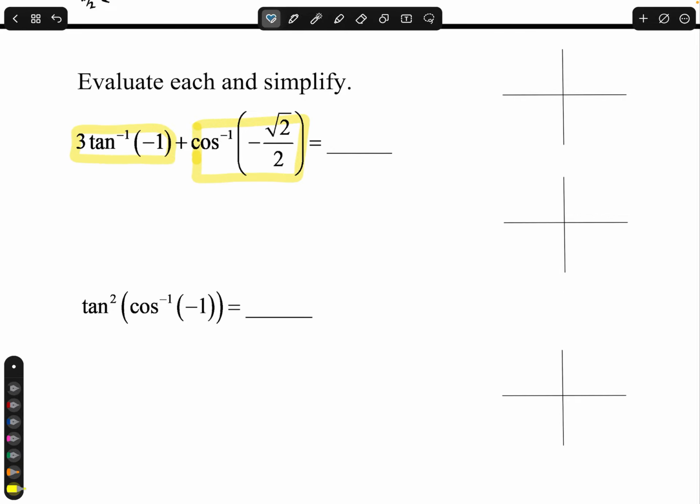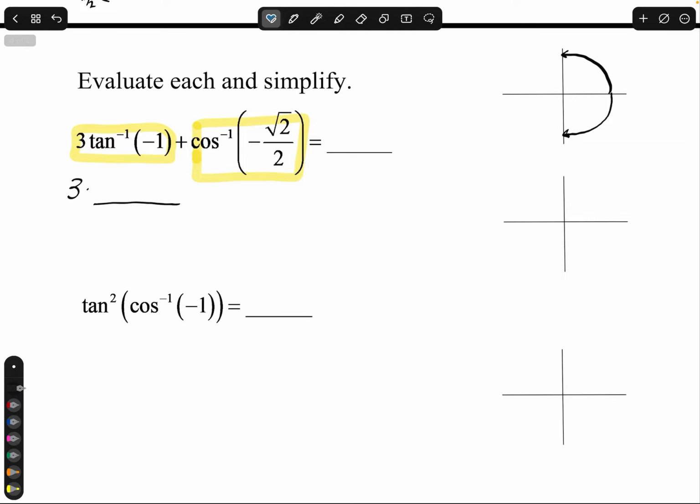Okay, so remember, we are going to do 3 times our inverse tangent of -1. So let's do our inverse tangent of -1 first. Okay, so when we do this part of it here, we've got pi over 2, negative pi over 2.